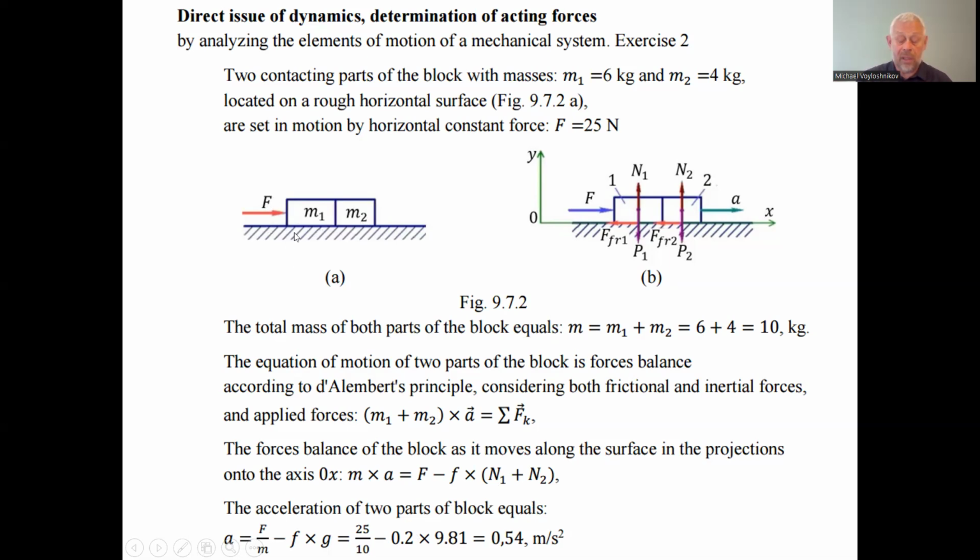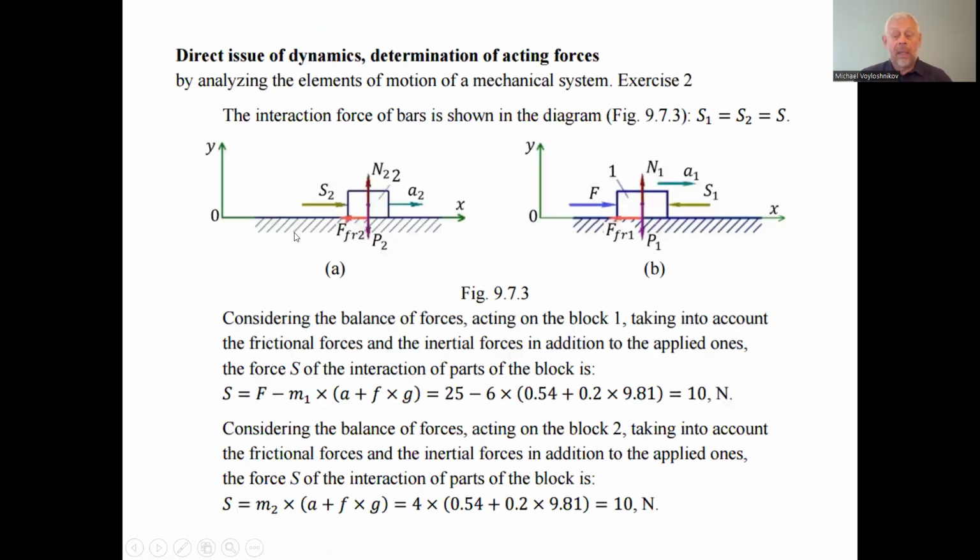But the question remains: what is the force acting between these two blocks when they move under the action of the external force? This force between the two blocks acts on the second block from the first block, from left to right, S2 we say, and on the first block it acts on behalf of the second one from right to left. We can denote these forces as the same force, because the action equals the counteraction.